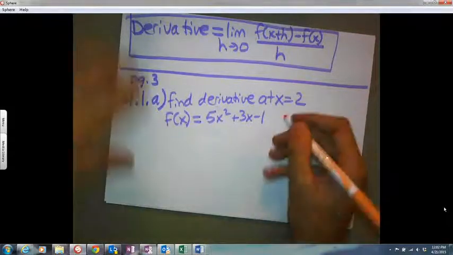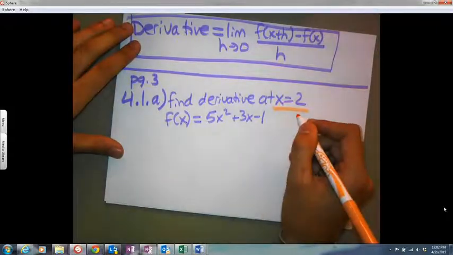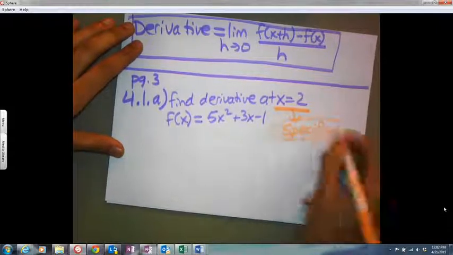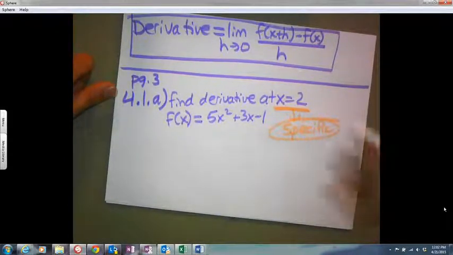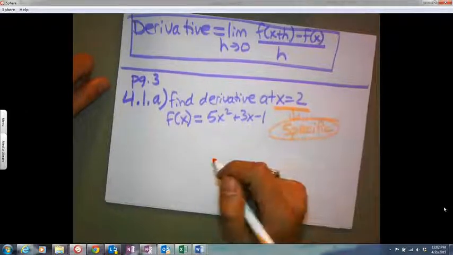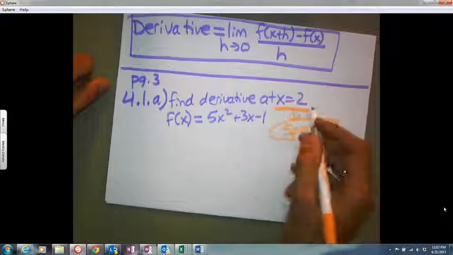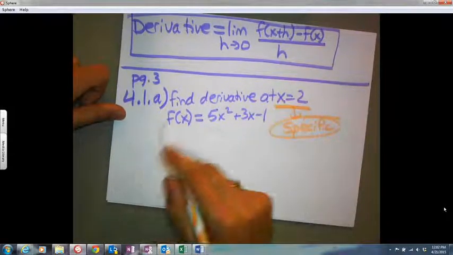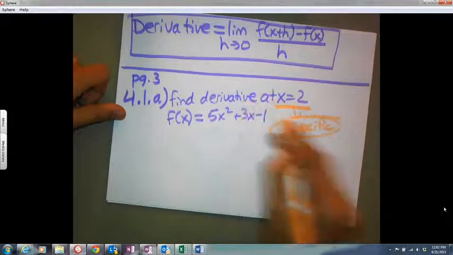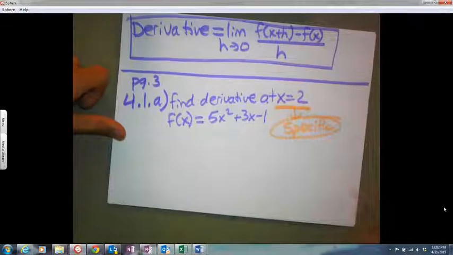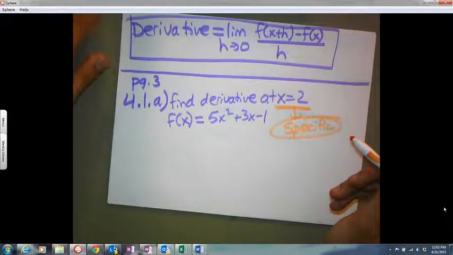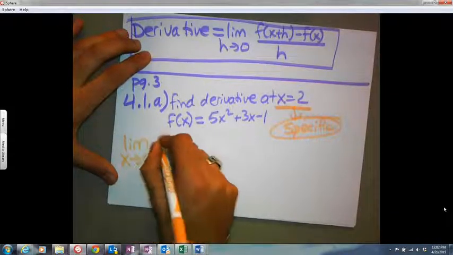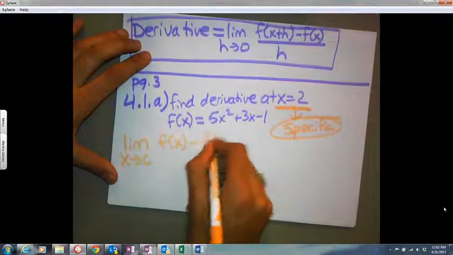This has to be specific. Why is this specific? Because they told me the specific point. They said, we only want this. We only want the slope of the tangent line, synonym for derivative, at x equals 2, at a specific point. Which means we need to use this equation. Questions on that logic?